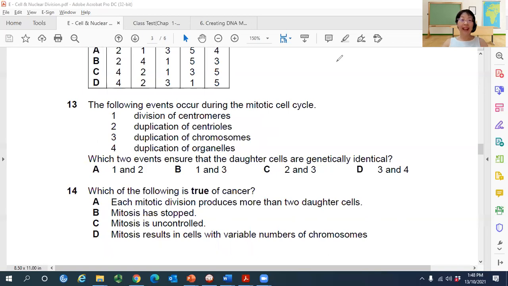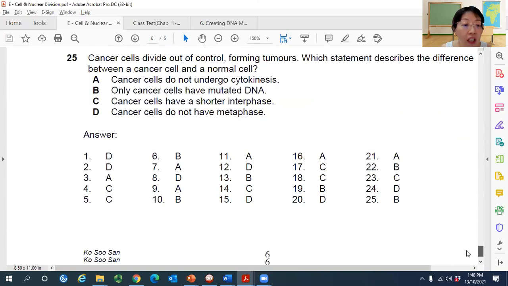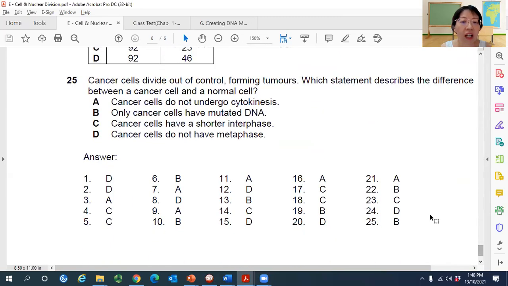More questions? Yes, I got. Quick question for number 25. It's not really related, but it's a little bit. Other than cancer cells, what other cells have mutated DNA? Yeah, why is B not the answer? Number 25 answer is wrong, means what?